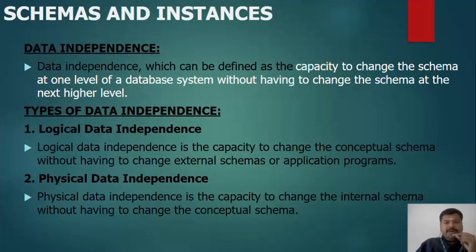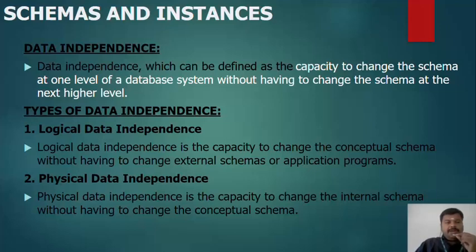Data independence can be defined as the capacity to change the schema at one level of a database system without having to change the schema at the next higher level. We already know there are three levels of schema: physical, logical, and subschema. Each level is related, but there is some data independence. You can change one schema without affecting the higher level schemas.